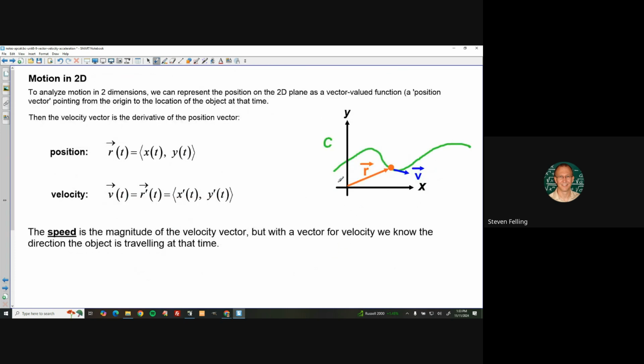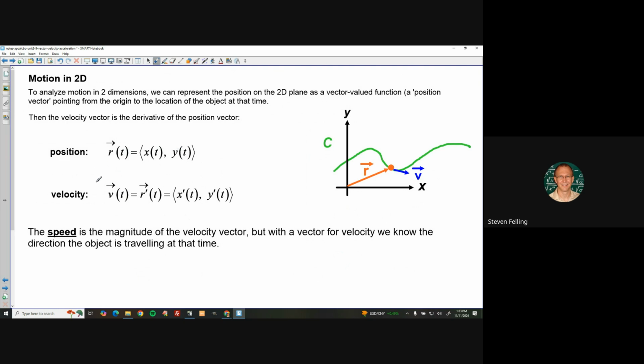So to analyze motion in 2D, two dimensions, we can represent the position on the 2D plane as a vector valued function. So t will represent time now specifically, and we'll have the x and y components of the object, and it's not restricted to be a function. It can move anywhere because we're using a parametric version, right? So the position vector will point to the x and y coordinates of the position, and those are functions of time, so we can allow those to trace out any path.